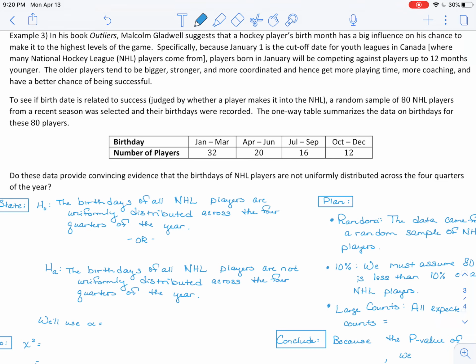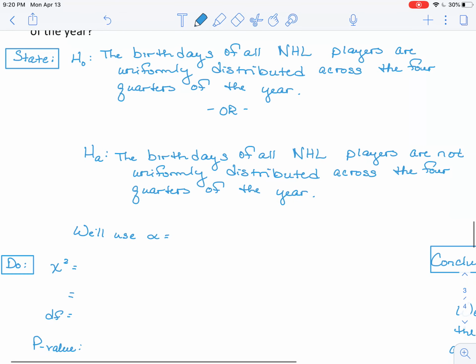So to see if birth date is related to success, judged by whether a player makes it in the NHL, a random sample of 80 players from a recent season was selected and the birth dates were recorded. The one-way table summarizes the data on birthdays for these 80 players. So we see that 32 of this sample were born January to March. April to June represented 20 of our players, so on and so forth. Do these data provide convincing evidence that the birthdays of NHL players are not uniformly distributed across the 4 quarters of the year? So basically, is it true that the older kids in this group are more likely to make it in the NHL? Is there more in the older, or is it really just random chance and it's uniformly distributed? It doesn't matter when you were born.